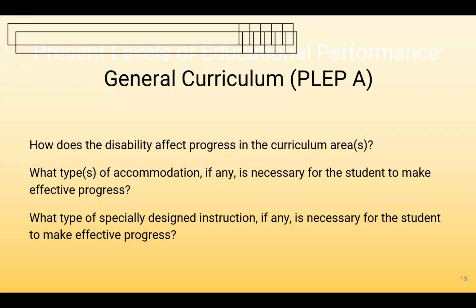And then third, we talk about whether there's going to be any type of specially designed instruction, like from occupational therapy or reading or speech language, in order for the student to make the necessary progress that we want to see, or effective progress, along with any of the accommodations that we might be doing. So this is another really important page for you to be looking at, because the disabilities listed in the strengths section are explained here.